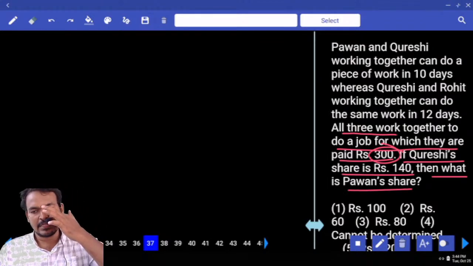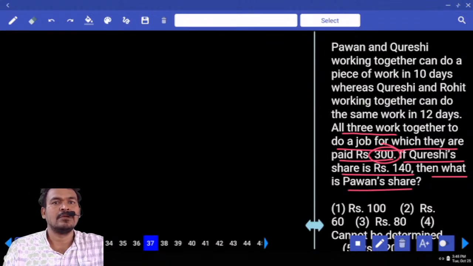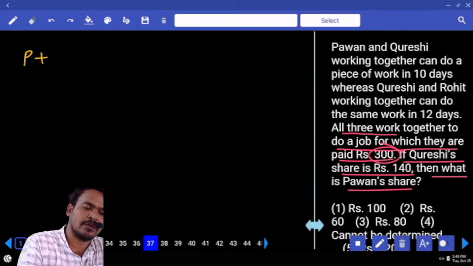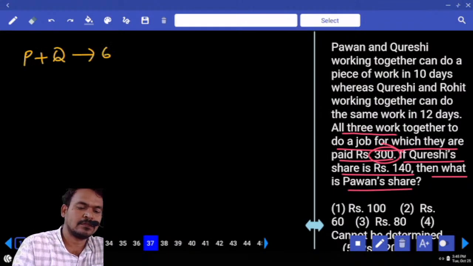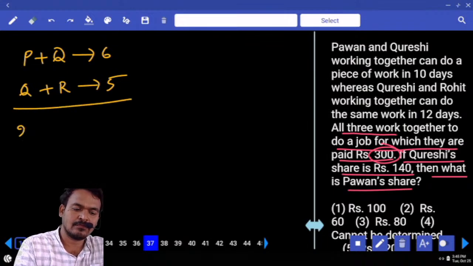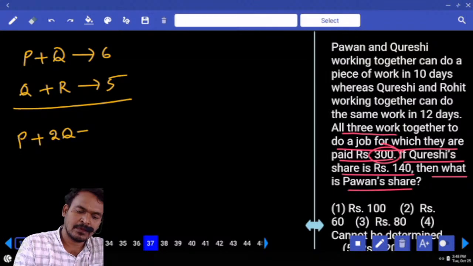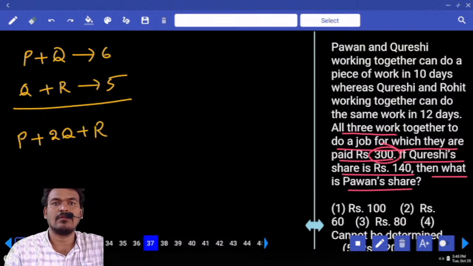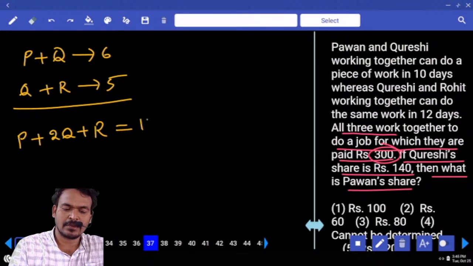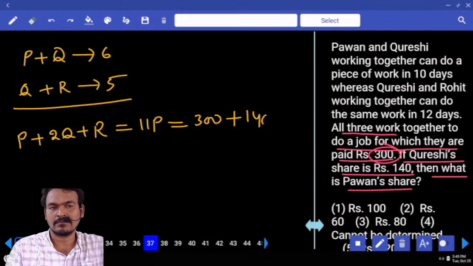Okay. What is the LCM of 10 and 12? 60. 10 how many times? 6 times. So P plus Q efficiency is 6 parts. Q and R efficiency is how many parts? 5 parts. Okay. What is the left hand side sum value? P plus 2Q plus R. Yes or no? That is equal to how many parts? 11 parts. It is also equal to 300 plus 140, or not?